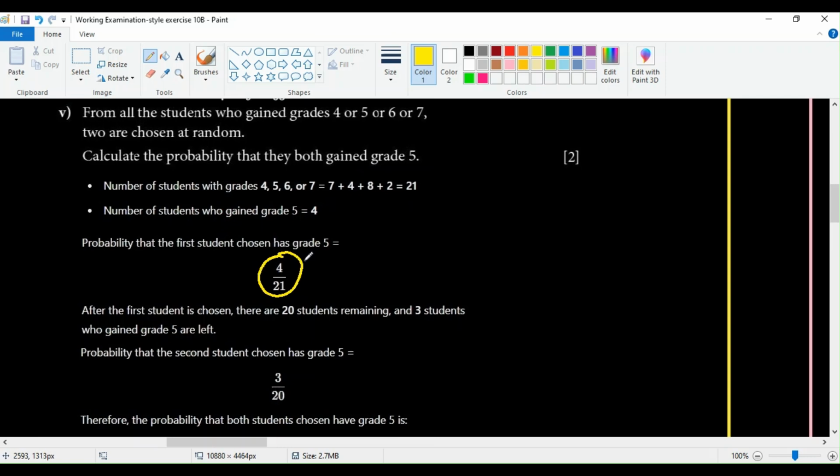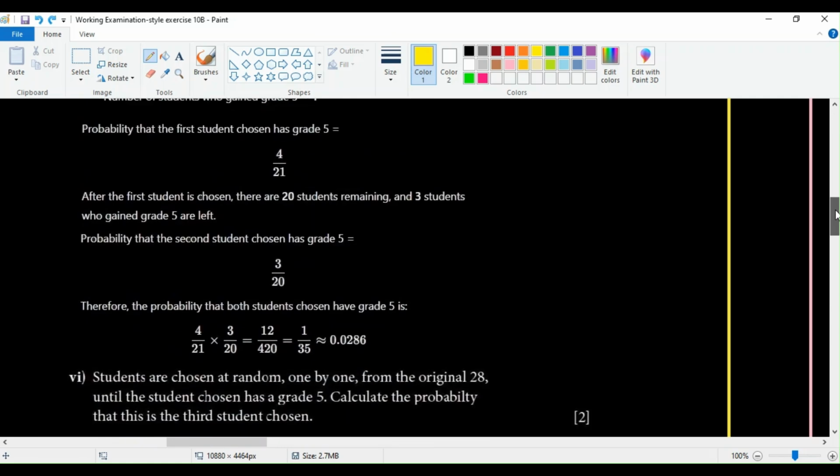Now after the first student is chosen, there are 20 students remaining and the three students who gain grade 5 are left. That means probability is 3 over 20. Now these two probabilities are going to be worked out. Let's see. 4 over 21 times 3 over 20 is going to give us 12 over 420, that is equal to 1 over 35. That means it is going to be 0.0286.